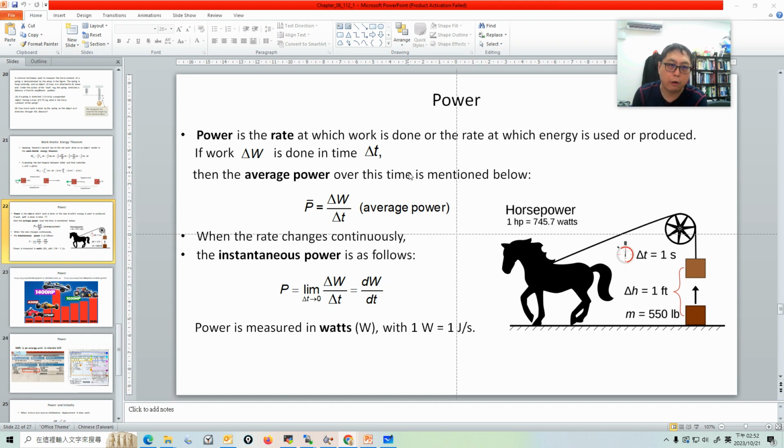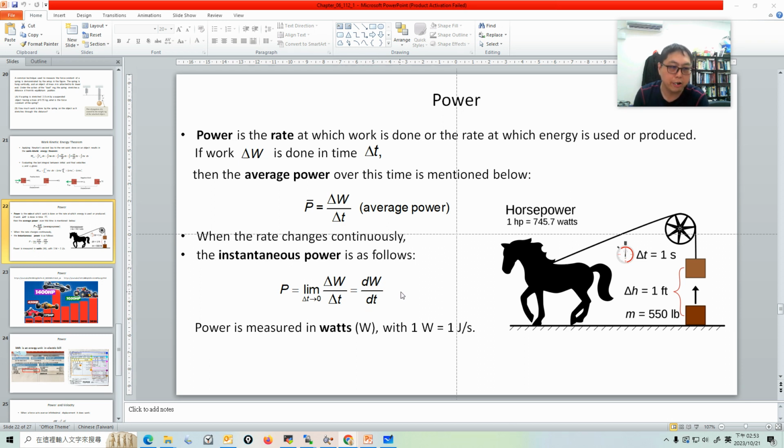Power is the energy used or produced in a certain period of time. So power is like velocity and acceleration. There's average power and instantaneous power. Average power is if during a time delta t, you produce or consume delta W energy, delta W work, you just divide delta W by delta t. That's called average power. And we also have instantaneous power, which means you take the derivative of the work with respect to time.